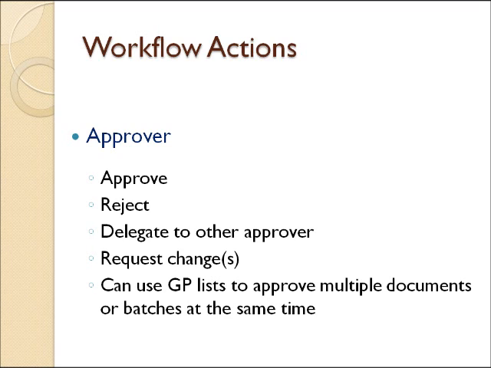Another feature is that you can use internal Great Plains lists to act on multiple documents at the same time. You guys are familiar with the list. You go to the module center and you see the list for all the purchase orders. You can select 5 or 6 purchase orders at the same time, and then you have that action bar on top, and you can actually approve all of them in one fell swoop if you want to. So you can streamline this a little bit.